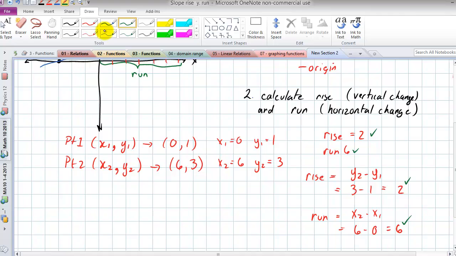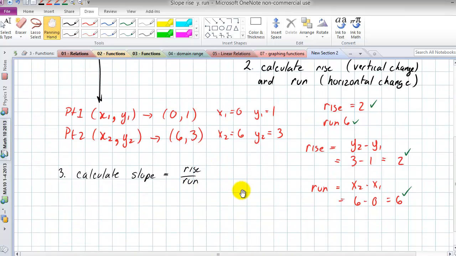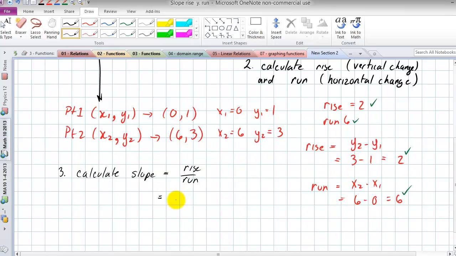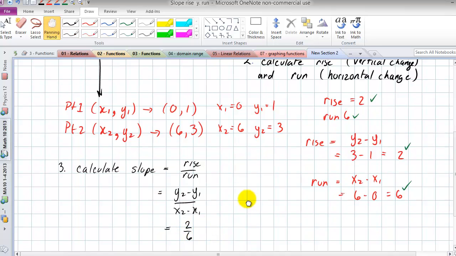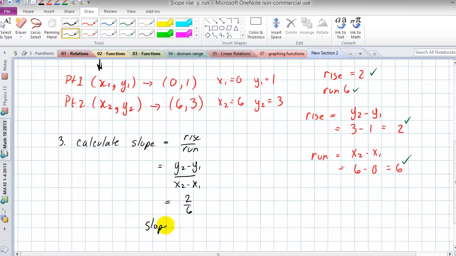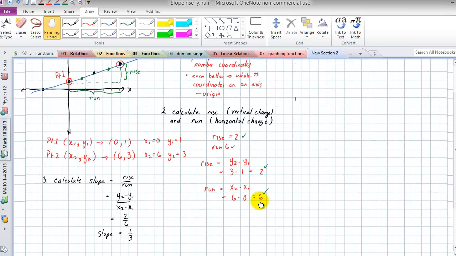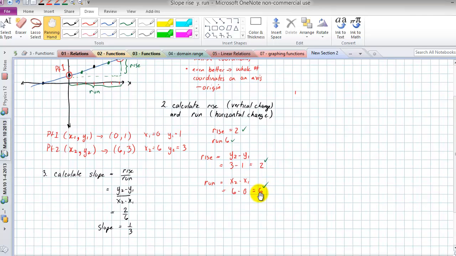So we know our rise and run. So our last step is step 3, calculate slope, which is equal to rise over run. So slope is equal to y2 minus y1 over x2 minus x1. That's equal to 2 over 6, or we could say slope is 1/3. So there you have it. That's how you can determine the slope of a line.